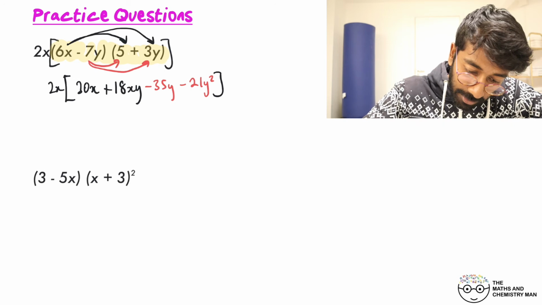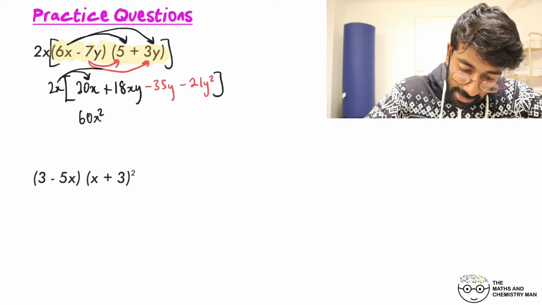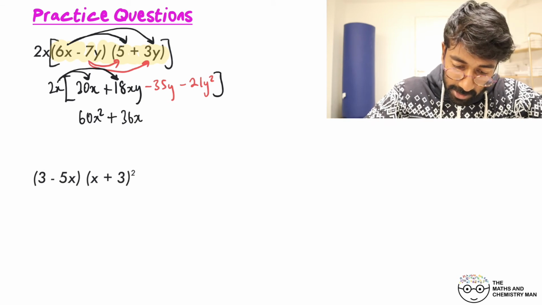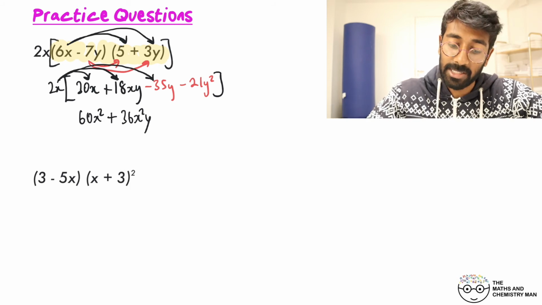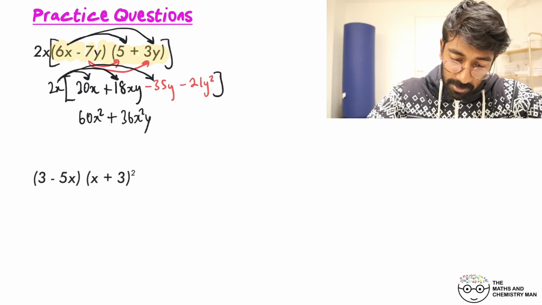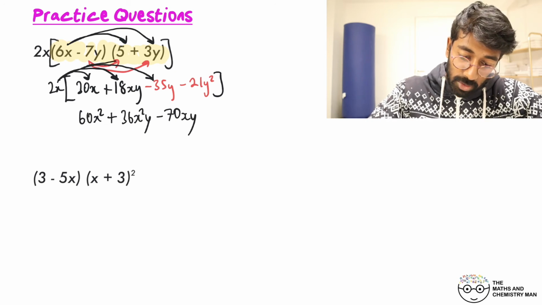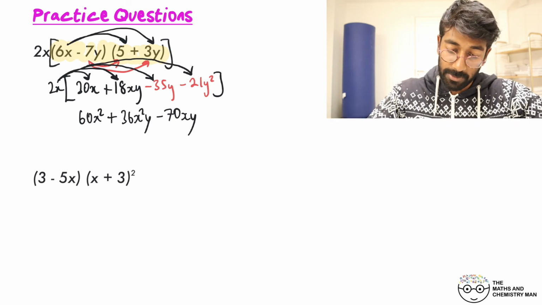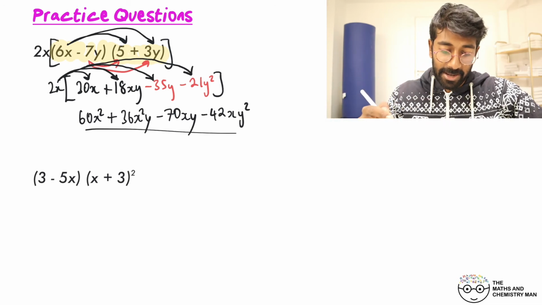No like terms there. Okay, so now all we've got to do is multiply through by the 2x. So 2x times 30x, that's going to give me 60x squared. 2x times 18xy, that is 36x squared y. And then 2x times minus 35y, that's minus 70xy. And finally, 2x times the minus 21y squared, which would be minus 42xy squared. Boom. Okay, first one done. And now for the second one.